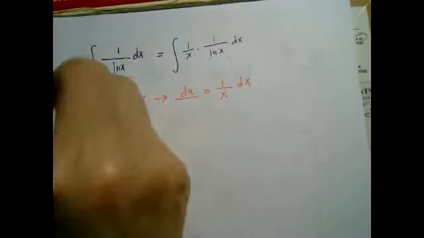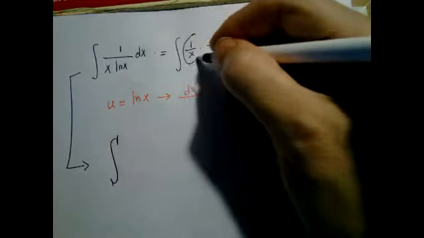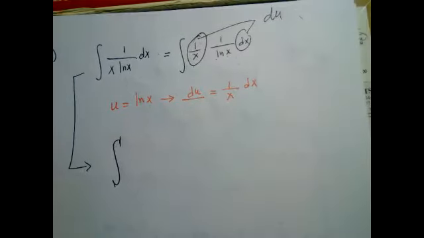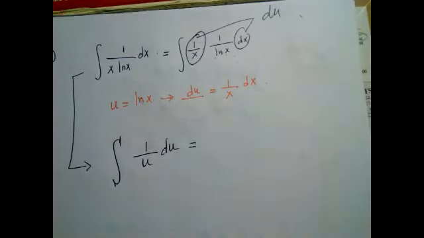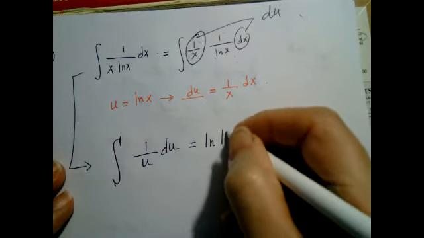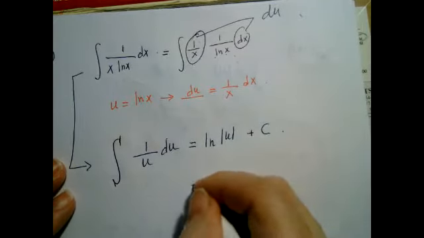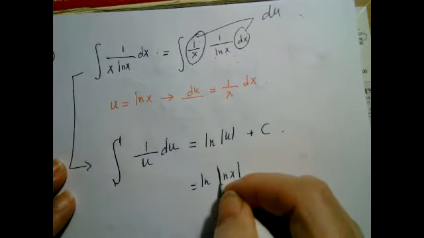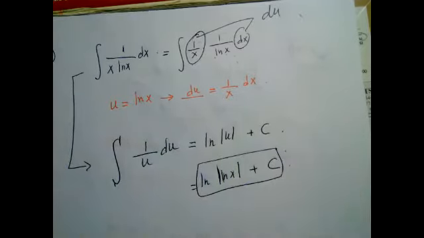So your integral becomes what as an integral in u? 1/x dx, that's my du, and I will have 1/u du. Now, it's an easy integral in u. So that will give me ln of u plus c. Now I go back to my original variable x, ln of x plus c. End of the problem.